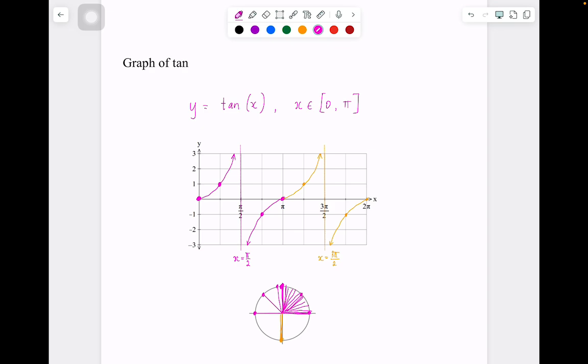But for our main domain, which is just one period, we'll have a coordinate as 0, 0, pi, 0, and this one point here, which is pi on 4 and 1.